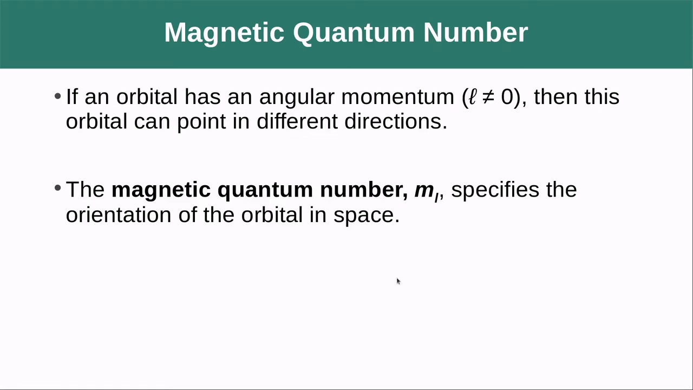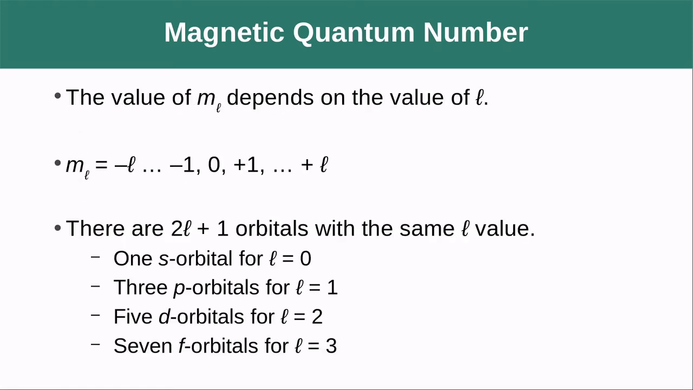The next quantum number is the magnetic quantum number. If an orbital has an angular momentum of L equal to 0, then this orbital can point in different directions. The magnetic quantum number m sub L specifies the orientation of the orbital in space. The value of m sub L depends on the value of L, and it varies from negative L all the way up to positive L. And there are 2L plus 1 orbitals with the same L value.